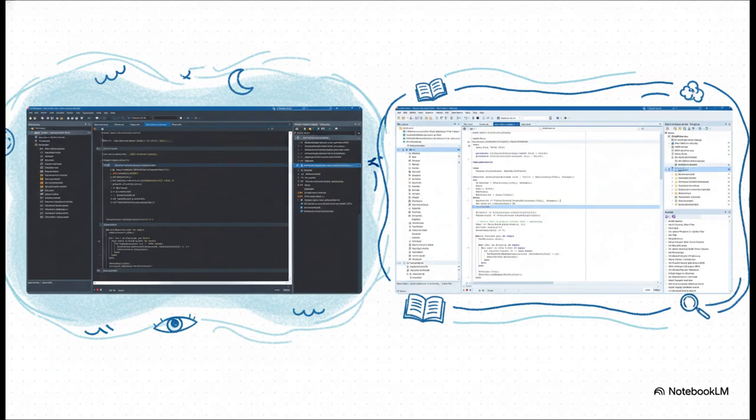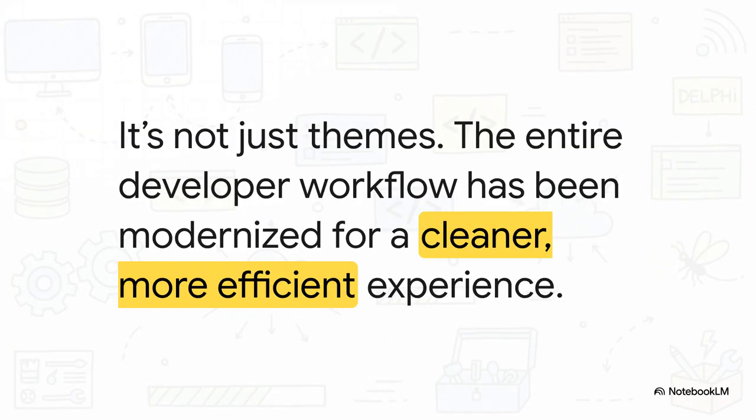And this isn't just a simple color swap. They've really designed the palettes with these cool bluish tones specifically to reduce eye strain. It just makes those long coding sessions so much more comfortable. But the modernization goes way deeper than just the themes. Key parts of the entire developer workflow have been rethought from the ground up to be cleaner, clearer, and just way more efficient. Let me show you a couple of examples.